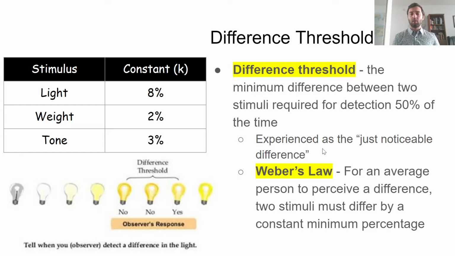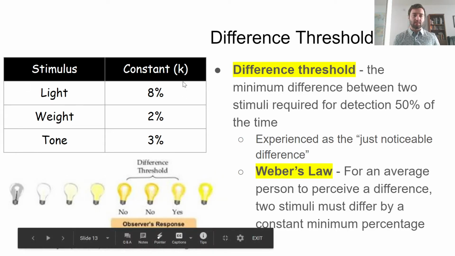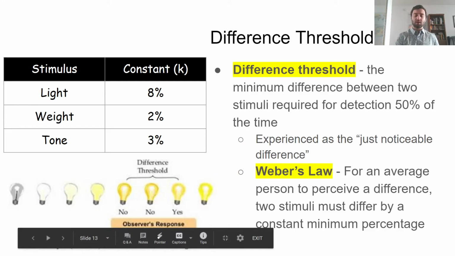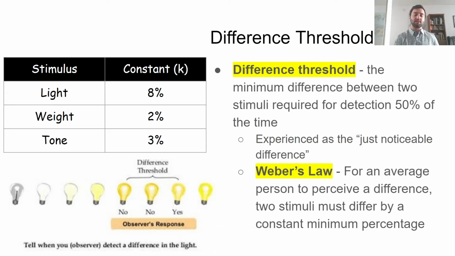Now, you may notice when you look at this that these are all percentages, and that might seem odd, because in our other one it's not a specific number. It changes its percentage. So the brighter the light, the more it's going to have to change for us to notice a difference, as opposed to a dimmer light. The reason for that is what is called Weber's law. Weber's law says that for an average person to perceive a difference, two stimuli must differ by a constant minimum percentage.